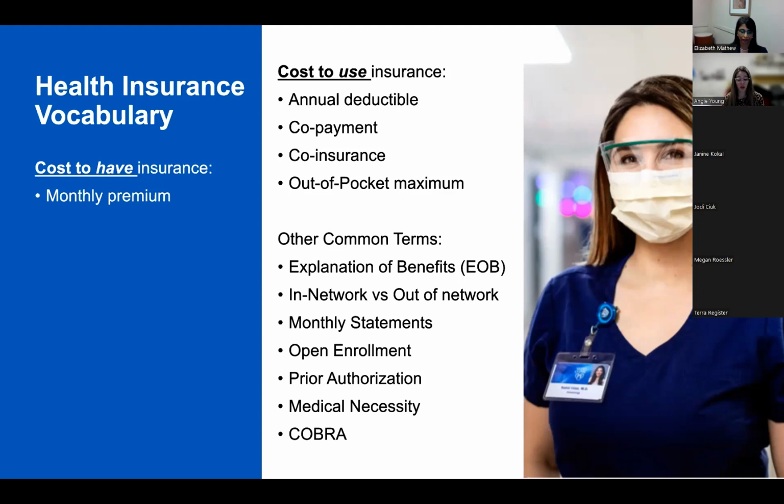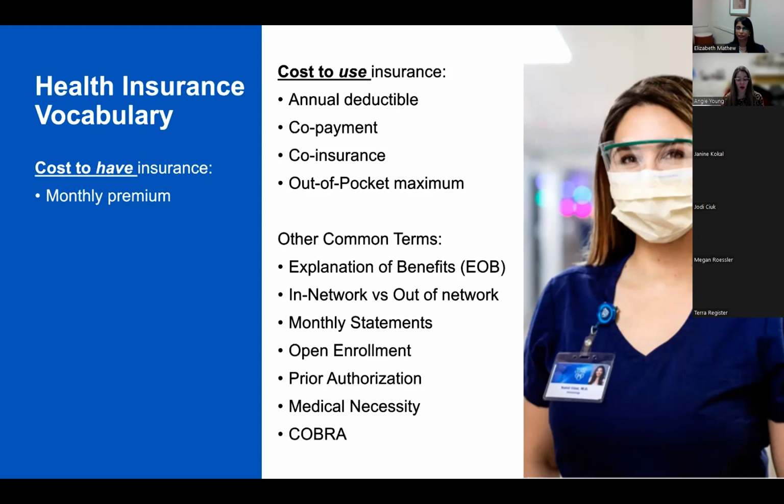Your co-insurance is the percentage of the total cost of the service that you pay. So many times insurances are like an 80-20, which means your insurance covers 80% of the cost. And as a patient or as the insured member, you cover 20%. So that co-insurance is that percent that you need to cover.